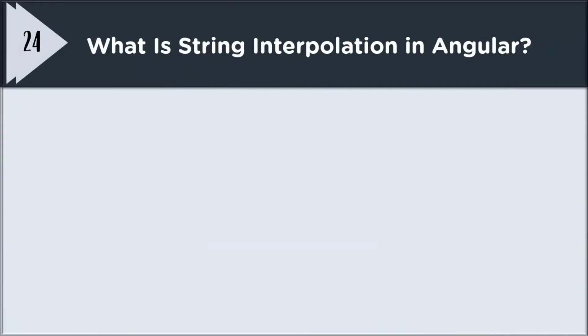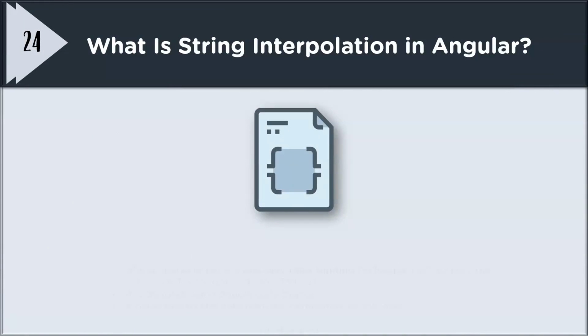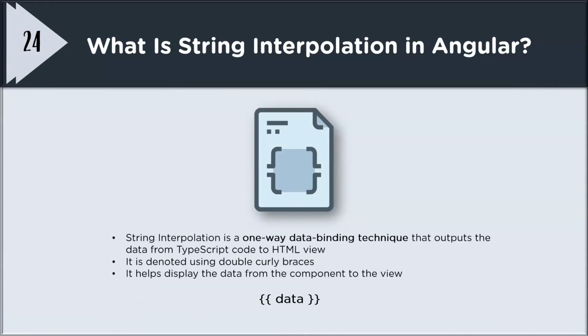Moving on to the next question, what is string interpolation in Angular? Now, string interpolation is a one-way data binding technique that is used by Angular. It outputs the data from TypeScript code to the HTML view. It is typically denoted with the help of curly braces, and it helps display data from the component to the view.